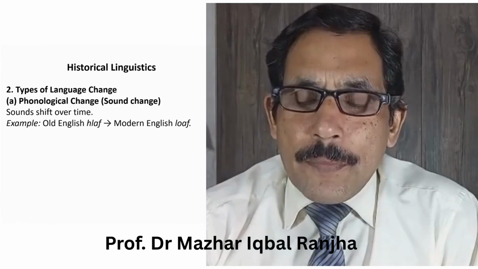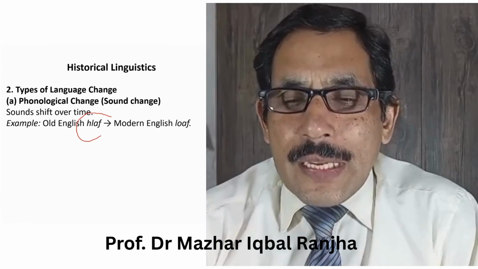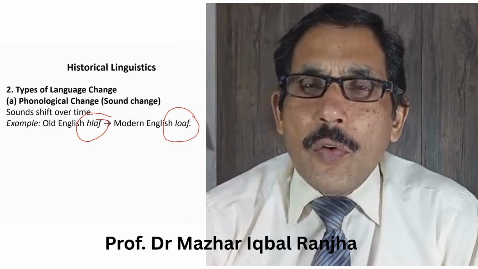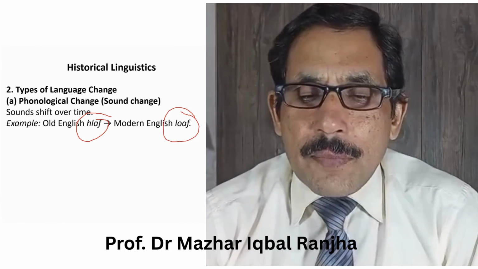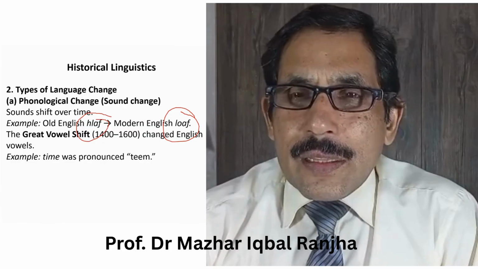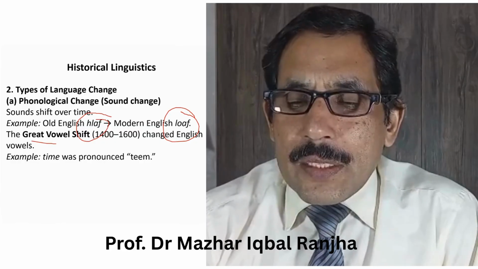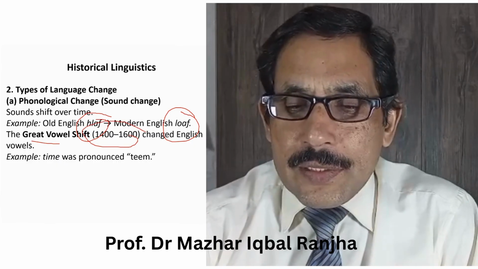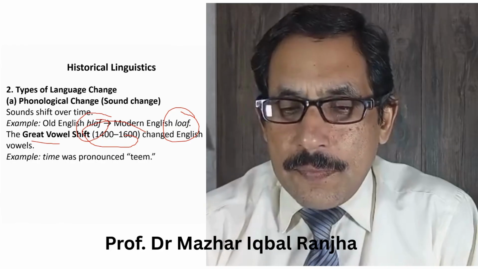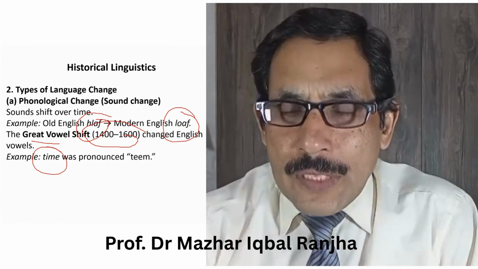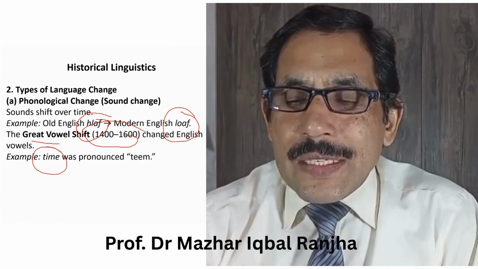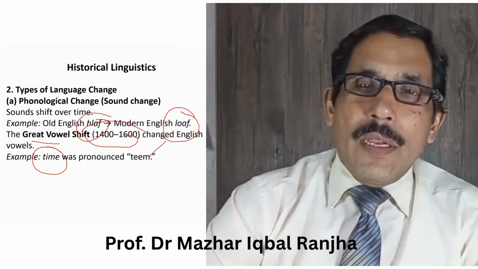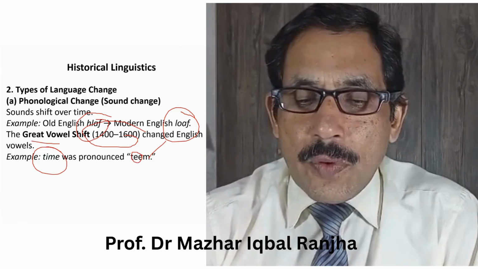For example, in Old English, hlaf has been changed to loaf. The new word is loaf. Previously it was pronounced differently. The Great Vowel Shift that took place from the 14th to the 16th century changed English vowels. For example, the word time was initially pronounced as teem. Now it is time. Double E has been changed to I.